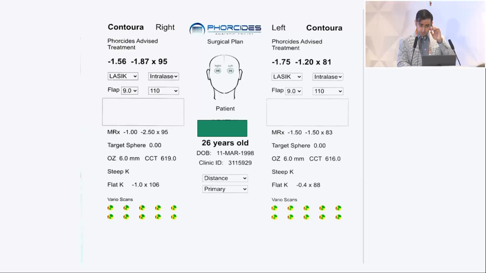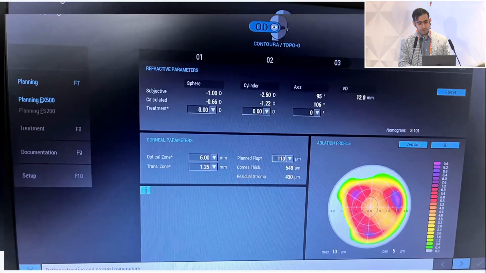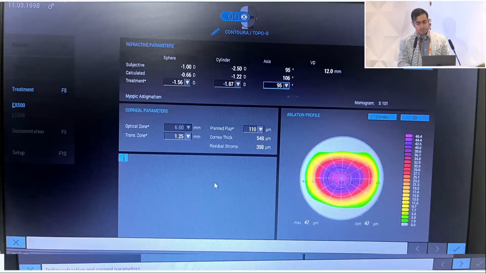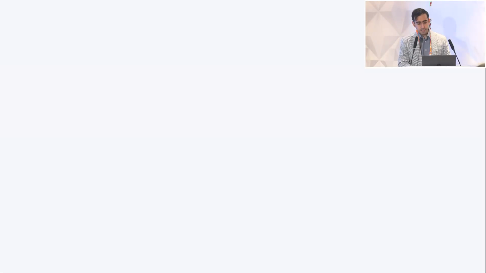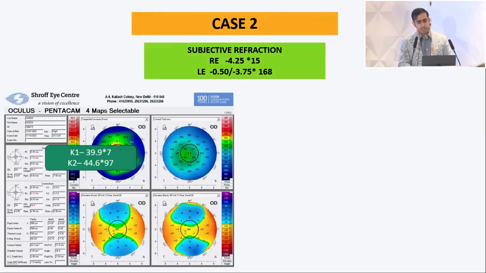And in this particular patient, in the right eye, we went ahead with what the Phosides actually recommended. And you can see this is the ablation profile that it's actually recommending, and then we got a fairly good outcome. The second case is where the subjective refraction is a purely cylindrical power in the right eye.